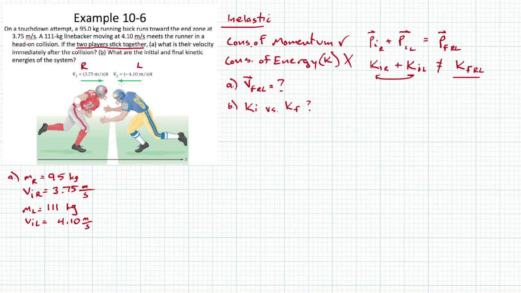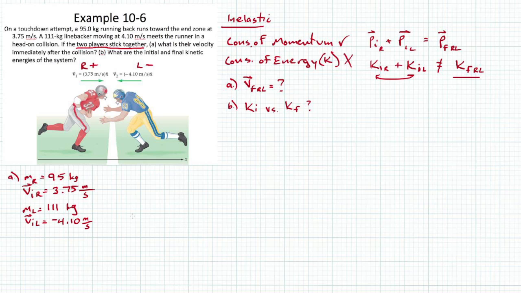But we need to add something to this. Remember, velocity is a vector. It's direction dependent. So if we say our running back is running in the positive direction, that means our linebacker must be running in the negative direction. So he has a negative velocity. Let's make that a little smaller. There we go. Negative velocity for the linebacker. That's going to make all the difference.